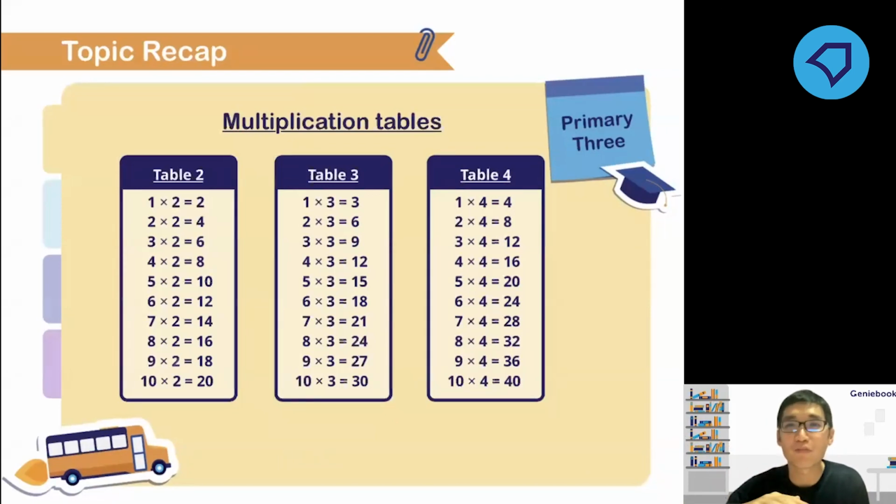Now, even if you're not fast enough, at least you must be able to recite all these multiples of 4. So let's go through 4, 8, 12, 16, 20, 24, 28, 32, 36, and 40. All these you have learned in P2, so this one shouldn't be a problem.